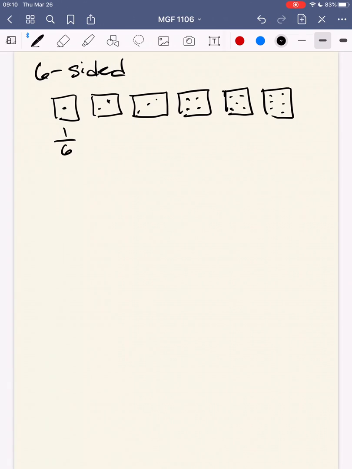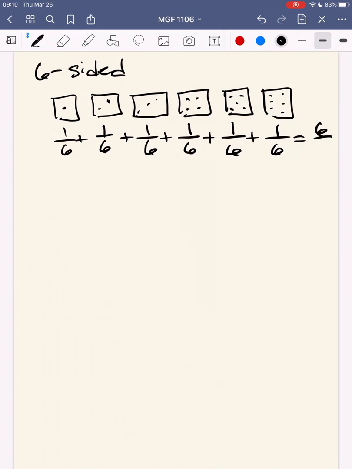My chances of getting a 2 are also 1 out of 6. My chances of getting a 3, you guessed it, 1 over 6. A 4, 1 over 6. A 5, 1 over 6. And a 6, 1 over 6. Okay, and the whole point is because these are theoretical, so I should have an equal chance of getting everything. If I were to add these together, okay, I would get 6 over 6, which is equal to 1. So all of your probabilities should add up to 1.